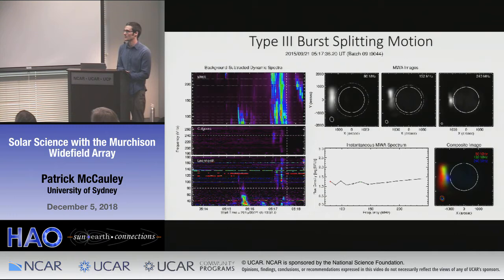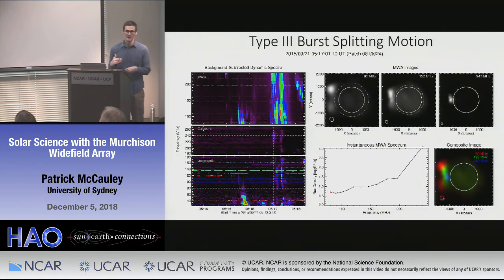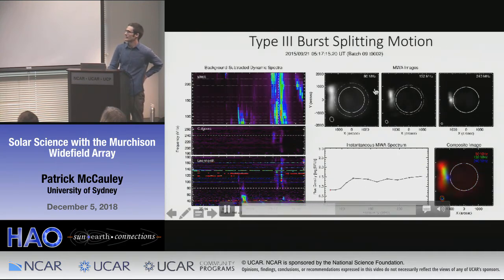This is a type 3 burst. And if we look at the upper left plots, those are dynamic spectra. The MWA's spectrum is up at the top, and then the Culgoora and Learmonth solar radio spectrographs are on the bottom. Those observations were actually used to detect the burst, which triggered my reducing of this particular observation period. And the interesting thing that I want to draw your attention to is just in this middle panel up at the top.